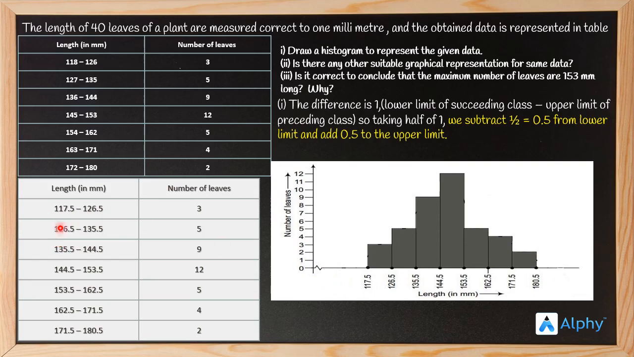Now you can see that these are the class intervals which we have taken on the x-axis, which is our horizontal axis. So these are our variables. And the number of leaves, which is nothing but the value of our variables, we have taken on the y-axis, which is our vertical axis. And accordingly, we have drawn the histogram. That is nothing but we have drawn the rectangles having widths and lengths. Now, we are asked whether it is correct to conclude that the maximum number of leaves are 153 mm. Let us see it afterwards.